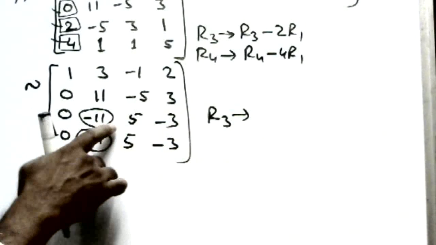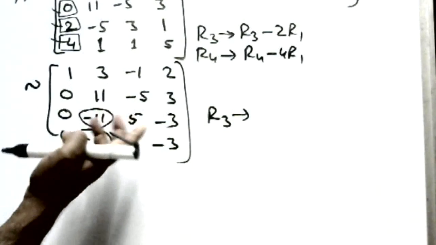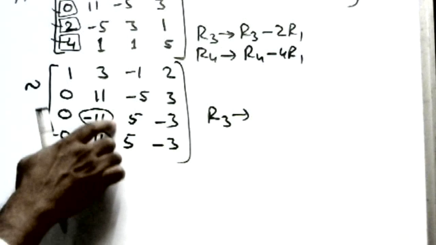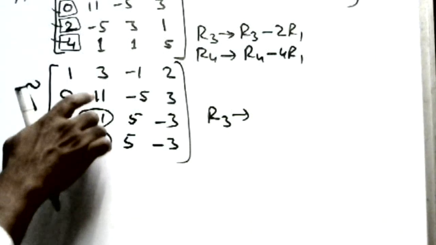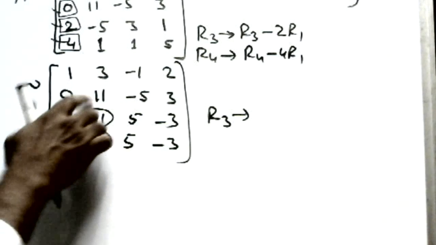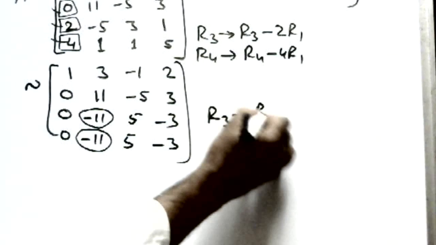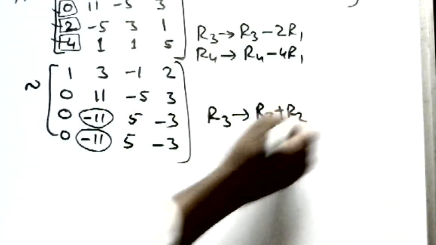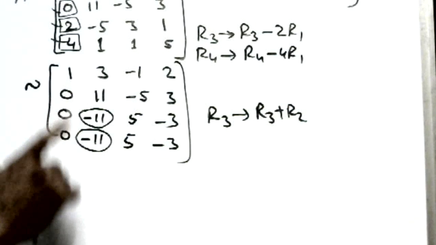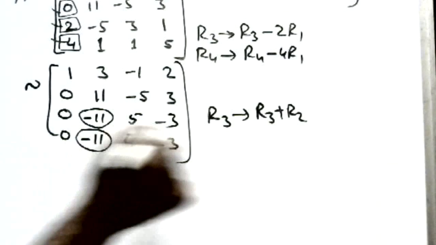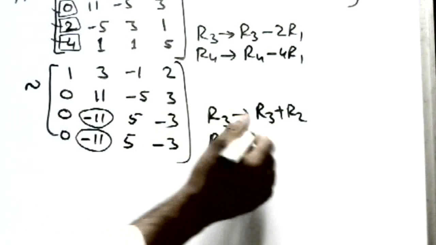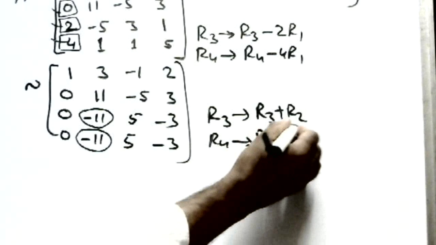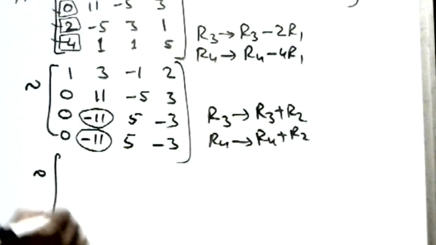Now see here, I'm writing here R3. Let me make this 0, very easy. Minus 11 plus 11 will be 0. So R3 will be R3 plus R2. Don't write minus. If you write minus, minus 11 will be minus 22. If this is minus, this should be plus. So R3 implies R3 plus R2. In the same way here also, R4 implies the same step, R4 plus R2.